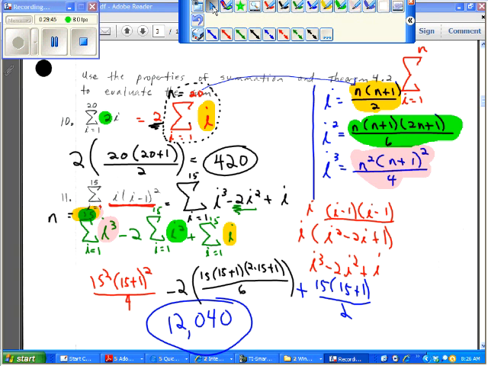Any questions on number 11? So we created a polynomial in terms of I squared, I cubed. We knew that the summation of the sum or difference is the sum or difference of the summations. We took the constant off of the I squared part. Where it said n, we plugged in our upper bound of 15, and we were able to solve. Any questions on that?